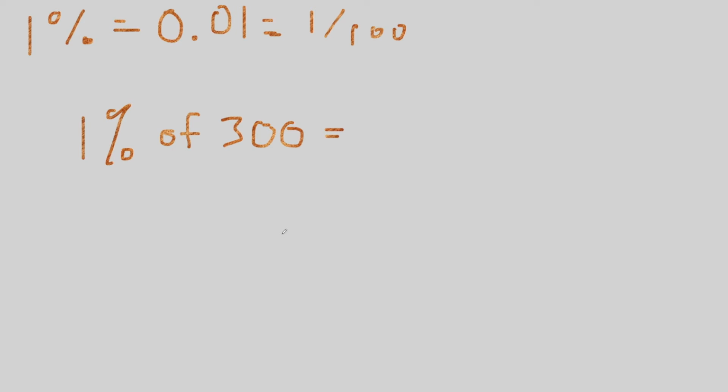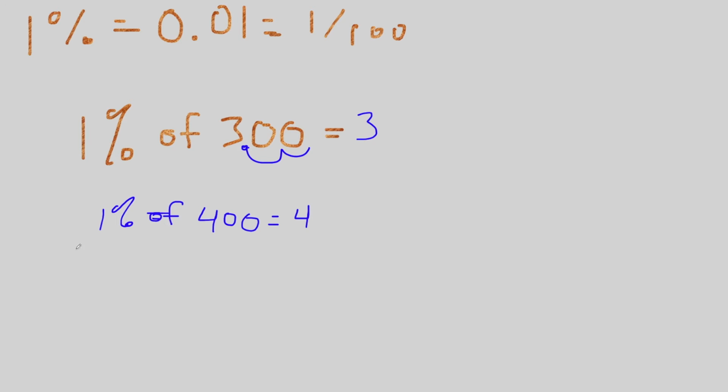If I want to take 1% of a number, basically I'm just going to shift that decimal place. Finding 1% of a number is the same as dividing that number by what? By 100, right? So I'm going to move that decimal place here. So 1% of 300 would be 3. If I was going to take 1% of 400, that's going to be 4.